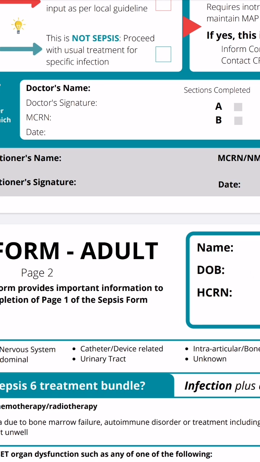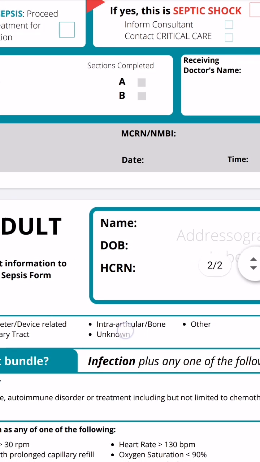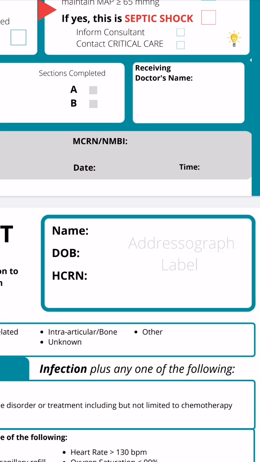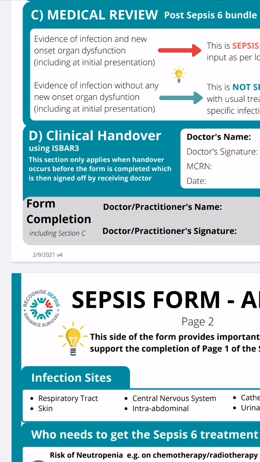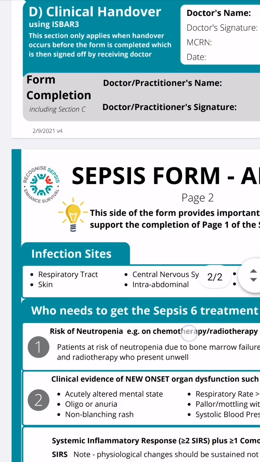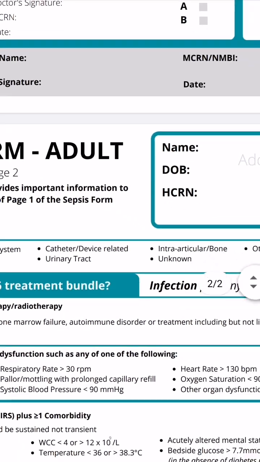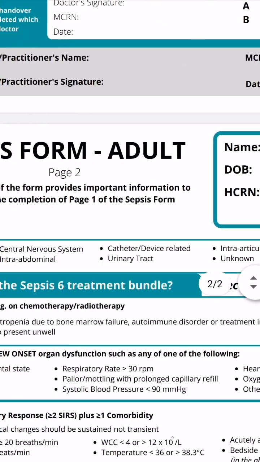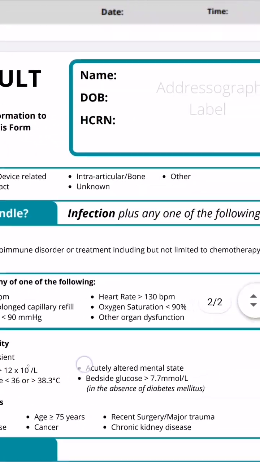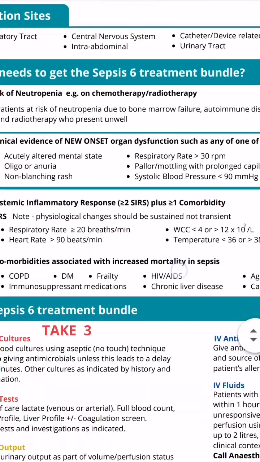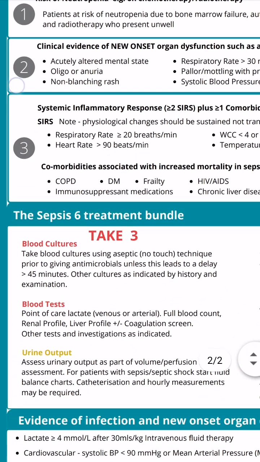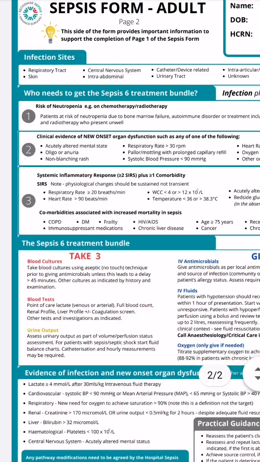So: doctor's name, MCRN number, date, section completed, A, B, receiving doctor's name, and form completion. Practitioner's name, signature, and MCRN number. The patient's address graph level. So we have covered all the things over here.